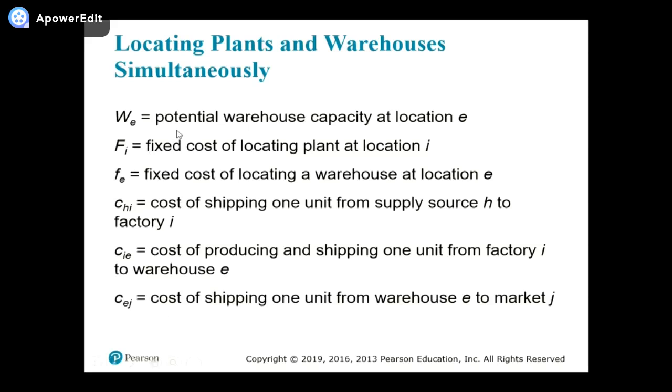For the fixed cost portion, we consider the fixed cost of both plants and warehouses. And the cost of shipments from a supply source H to a factory I is CHI. Cost of production and shipment from factory I to warehouse E is CIE. And cost of production and shipment from warehouse E to market J is CEJ.